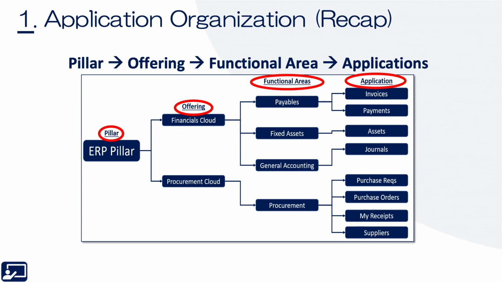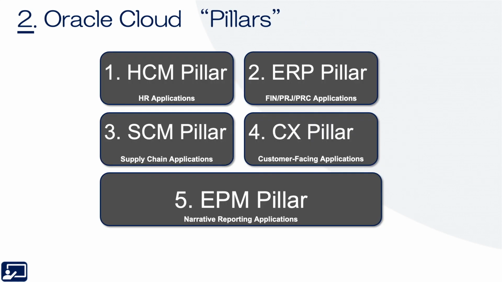Let's start with a quick review of how Oracle organizes its software as a service applications. First, Oracle Cloud uses pillars at the highest level. Each pillar has one or more offerings. Each offering has one or more functional areas, and each functional area has one or more applications. To learn more about Oracle's application taxonomy, watch the Application Organization lesson within the Oracle Cloud Explore course.